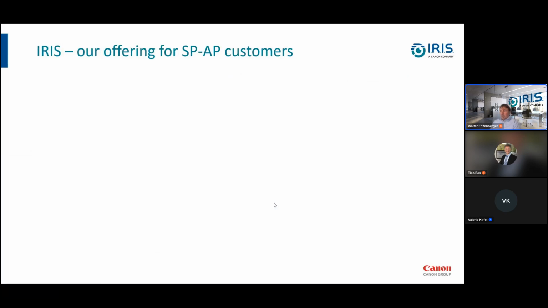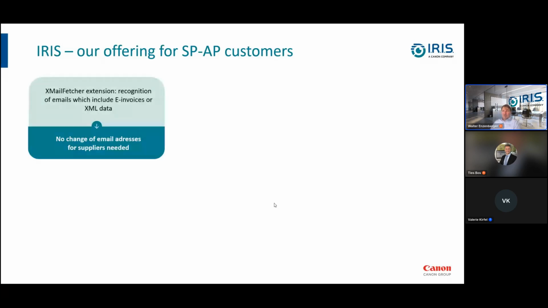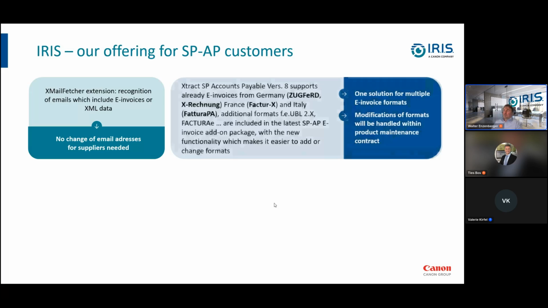So what are we offering our SPAP customers, Solution Pack Accounts Payables customers? First of all, and this is already available since quite a long time, you could use the XML fetcher extensions, which means that we are recognizing emails which include e-invoices or XML data. So there may be no changes of email addresses for the suppliers needed. What next? For those who have already been in contact with e-invoices in the past, you may know that IRISXtract already supported quite a number of e-invoices within the SPA pack. But now we have included in the latest SPA an e-invoice add-on package with new functionalities, which makes it easier to add or change formats. We call that the mapping tool.